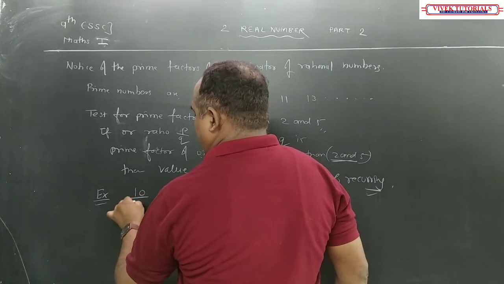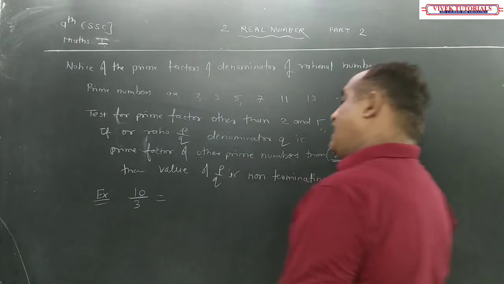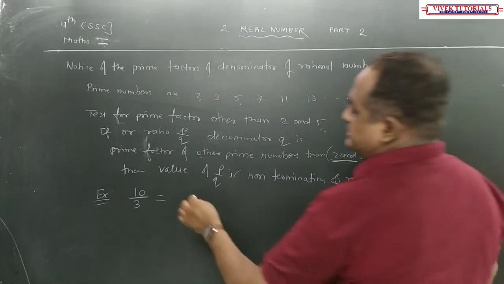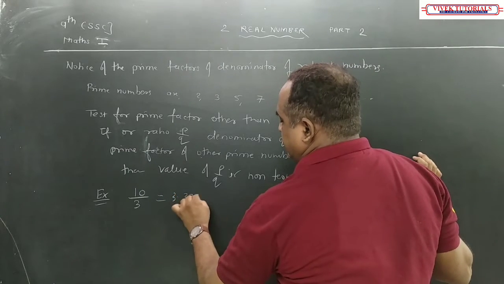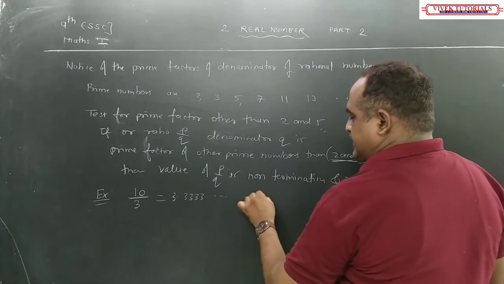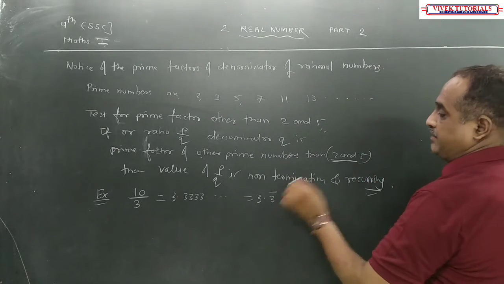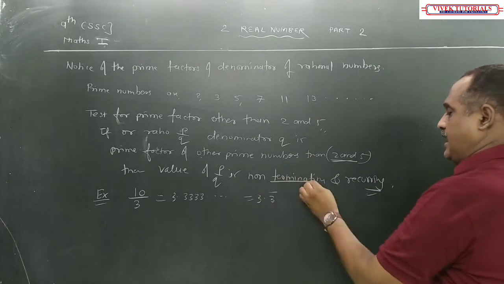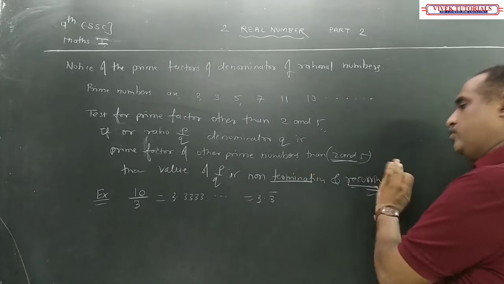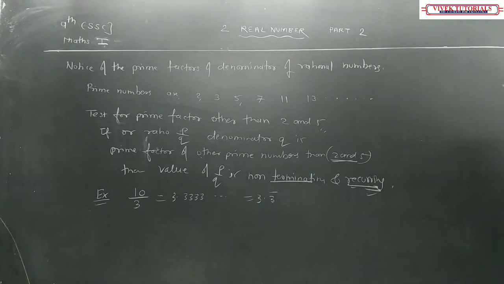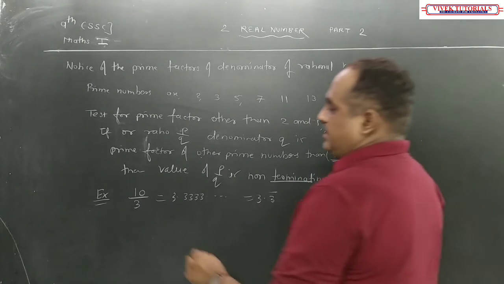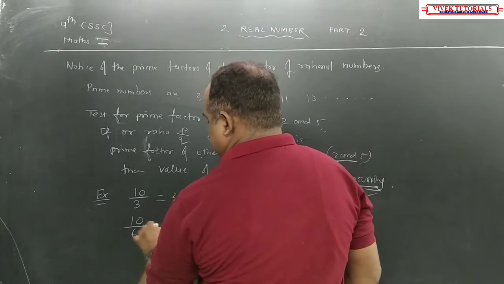I have given the example of 10/3. 10/3 is nothing but 3.33333. That is written as 3.3 with a bar. This is non-terminating and recurring, रिकरिंग होते जाएगा, खत्म नहीं होगा. I'll give one more example of it. 10/6.